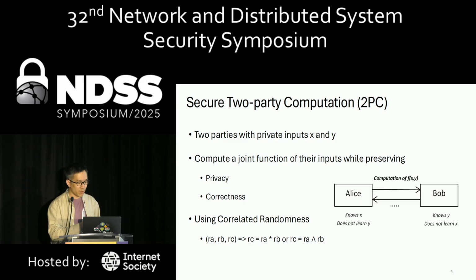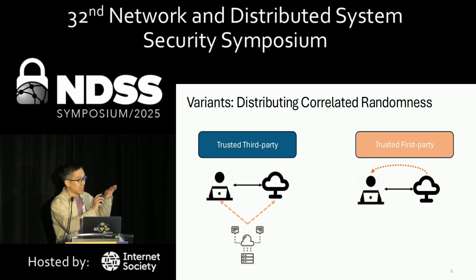One of the most important building blocks is to generate correlated randomness, like multiplication randomness and AND gate randomness. Besides the client and server setting, I want to distinguish ourselves from the two other variants. In those variants, they rely on an assumption of a trusted third party, which is fully trusted and can generate the correlated randomness and distribute it to the two parties. For example, it can be done using secure hardware like SGX.